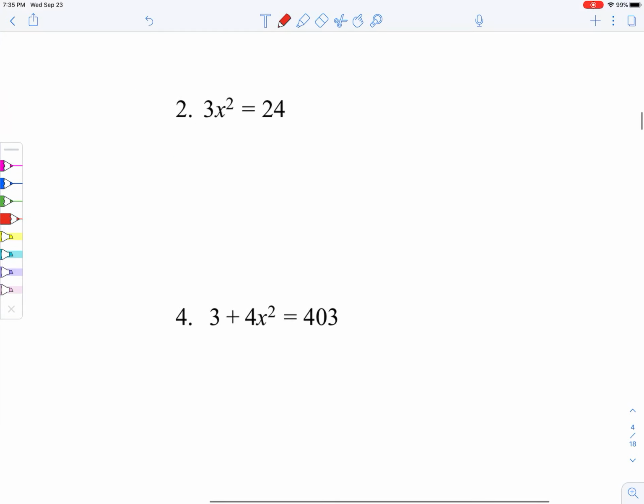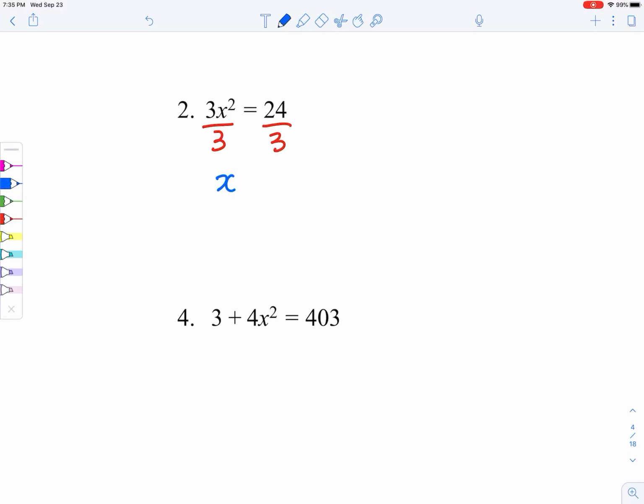For question 2, similarly, 3x squared equals 24. I'm going to divide both sides by 3 because I want x squared all by itself. So I get x squared equals 8. And when I take the square root of both sides, I'm going to get a plus or minus answer. So I get x equals plus or minus, and on a calculator, the square root of 8 is 2.83.